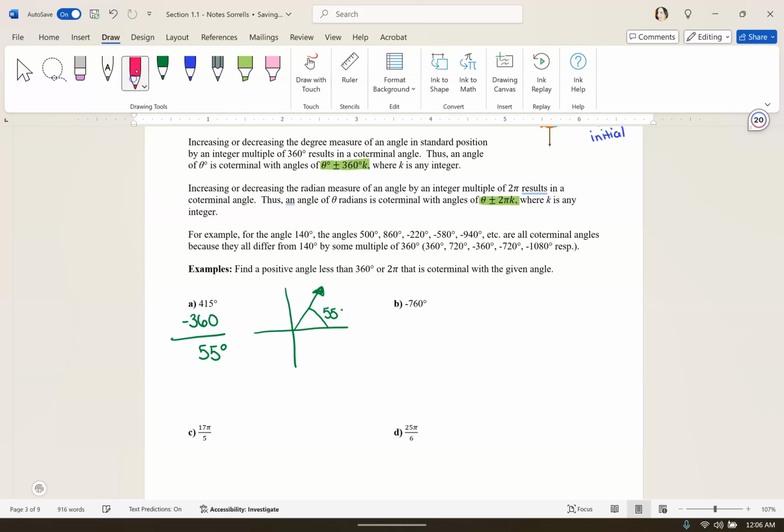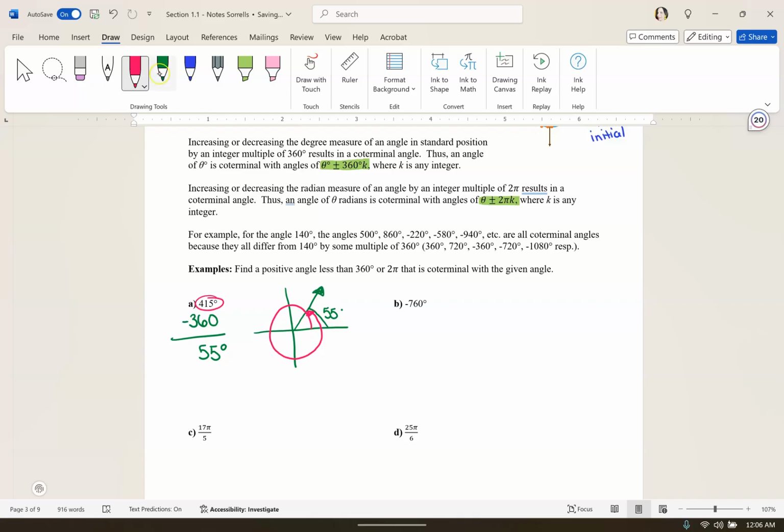But then again, if I asked you to graph 415 degrees, you would be going right back to that spot. Okay, that was a little messy, but okay. So let's do the next one.